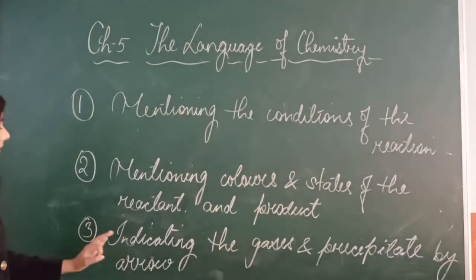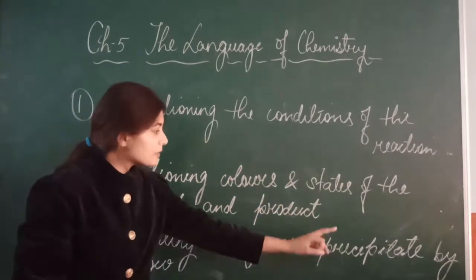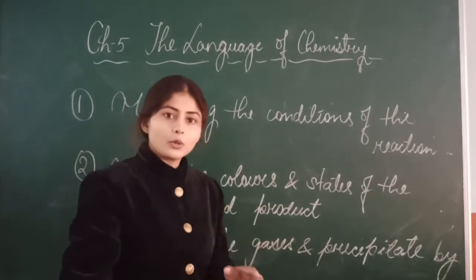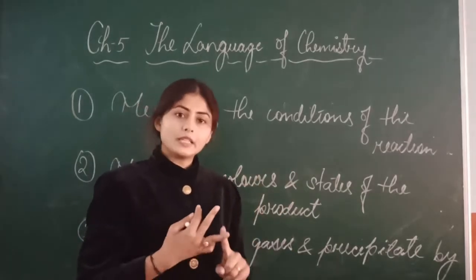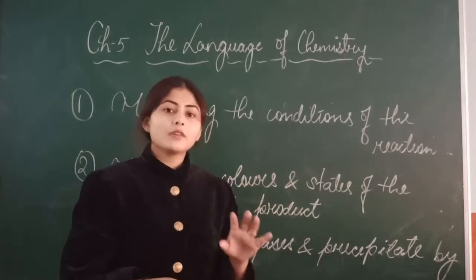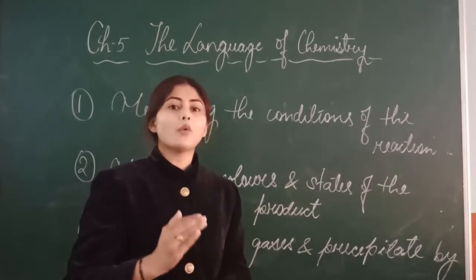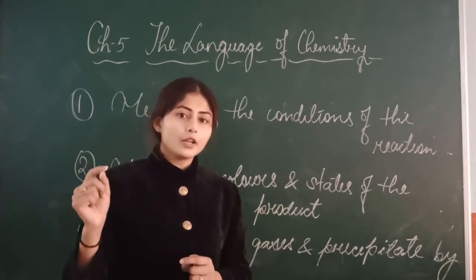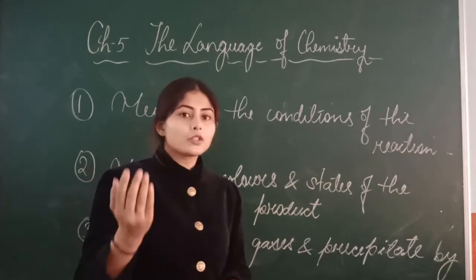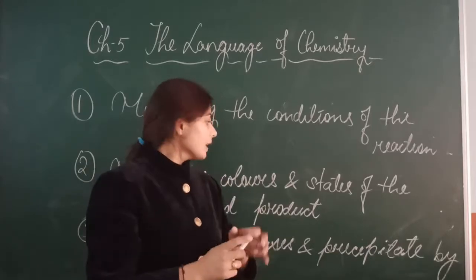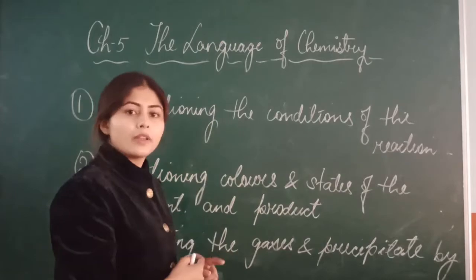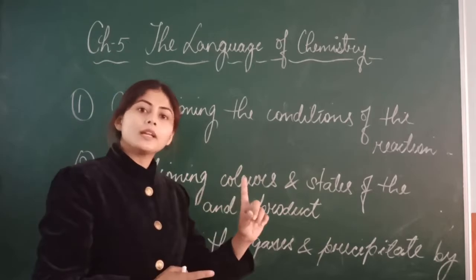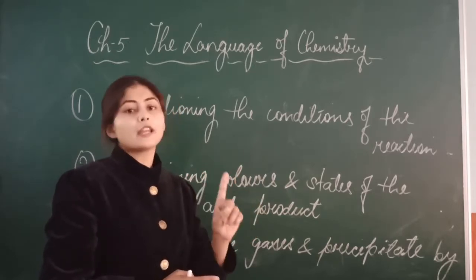The third way is indicating the gases and precipitate by arrow. If we get a gaseous product or a precipitate product in the reaction. For example, if you add sodium to water, you will get sodium hydroxide and hydrogen gas will evolve. That hydrogen gas which is evolving from the reaction, we mention in a chemical reaction by an upward direction of an arrow. That is the gaseous product. So we indicate the gaseous product by an upward arrow.